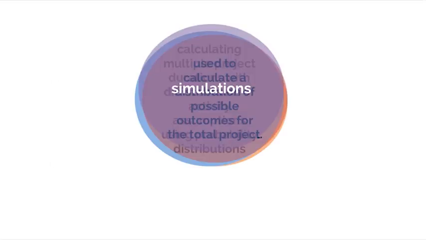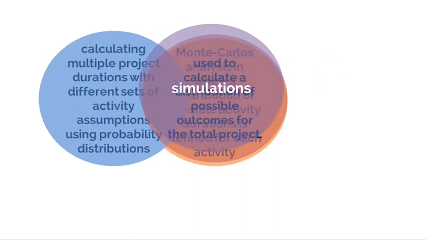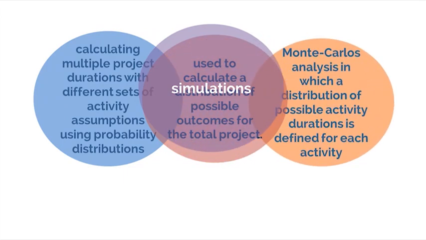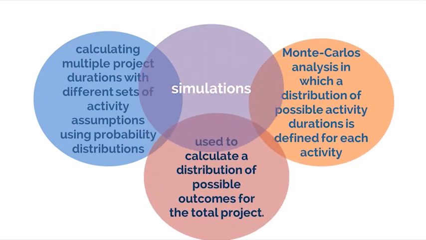Simulations involve calculating multiple project durations with different sets of activity assumptions using probability distributions constructed from the 3-point estimates to account for uncertainty. The most common technique is Monte Carlo analysis, in which a distribution of possible activity durations is defined for each activity and used to calculate a distribution of possible outcomes for the total project.